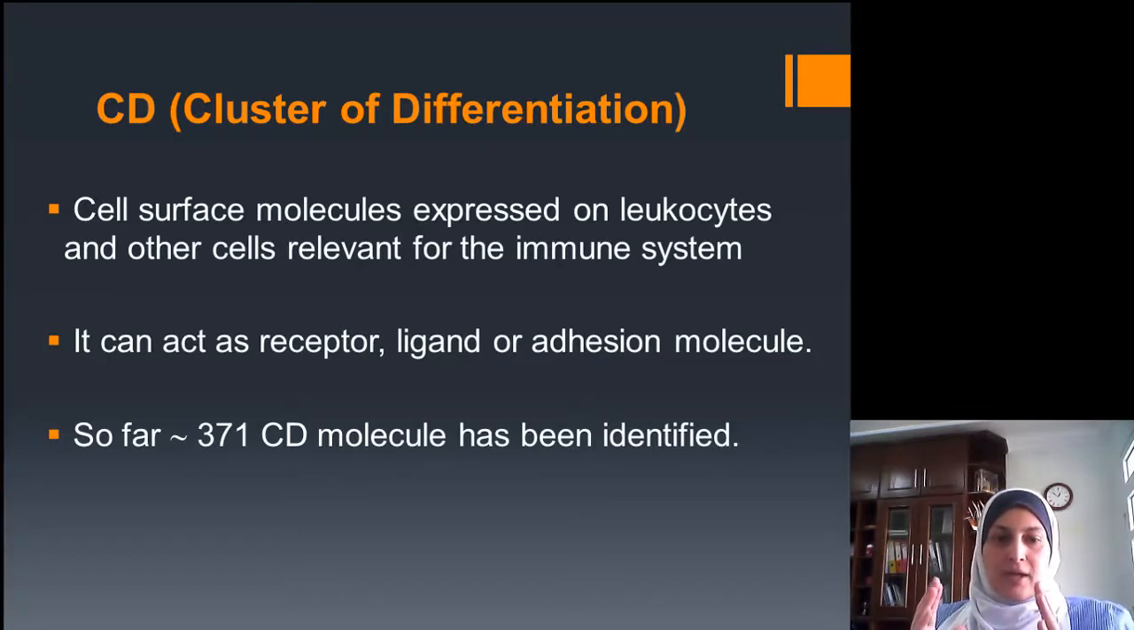So the CD molecule can be a receptor, can be a ligand, can be an adhesion molecule. So any molecule on the surface of the cell that can be stained with certain immune stains is given the name CD and then given a number. So far, there are around 371 CD molecules that have been identified.